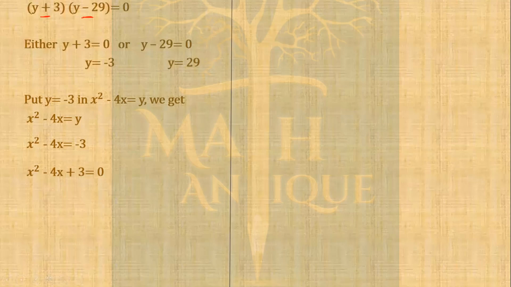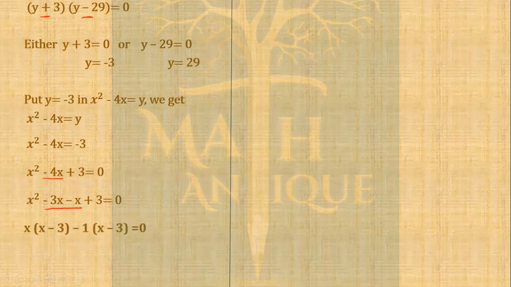This is a quadratic equation, and again we will solve it using the factorization method. Split the middle term. Think about the two numbers whose product is 3 and whose sum is minus 4. So we will do it like this. The product of these two is 3 and the sum is minus 4. Again, we will take common in the first two terms and the last two terms. So it will be x into x minus 3, minus 1 common in the last two terms, x minus 3 left.